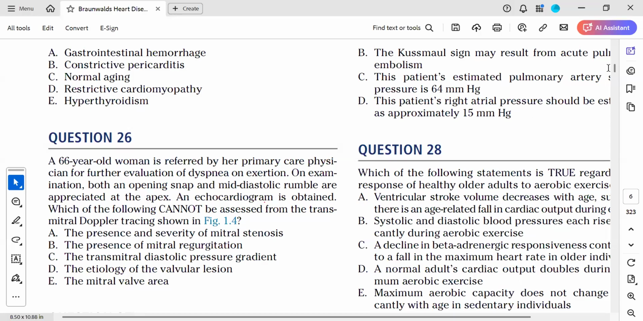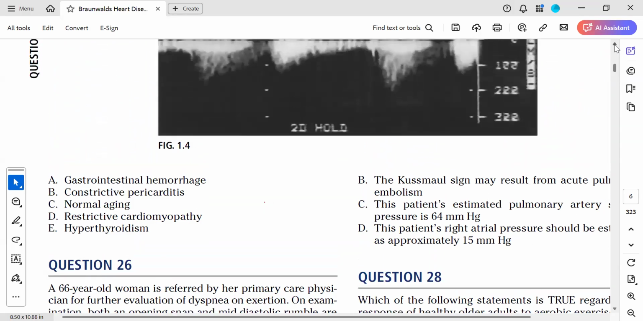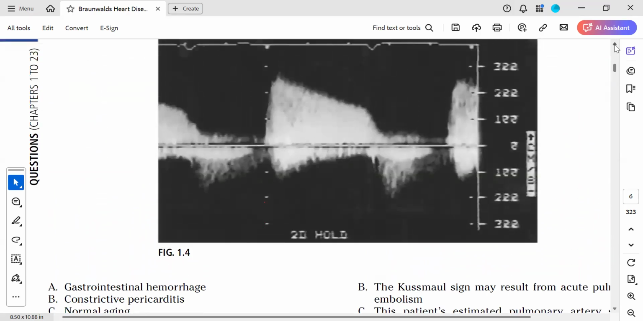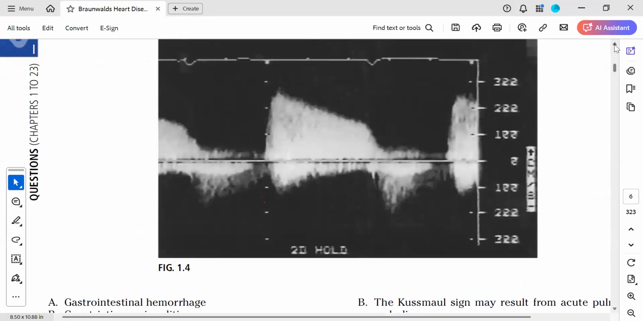Just a comment. Looking at the spectra too, it can give you an idea, indirectly, of the severity, even if you don't calculate the valve area using the pressure half-time as you described earlier. If you notice, the transmitral inflow does not have an A wave. You don't see an obvious A wave. We literally see just a single wave.